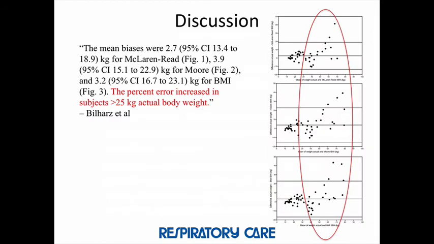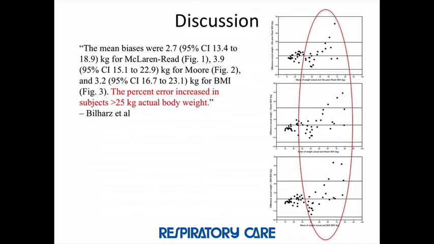But here are those Bland-Altman plots and an explanation of those. So now I've stacked them on top of one another, and I'll explain what they mean. The top is McLaren-Reid, the middle is Moore, the bottom is body mass index. In each one of these graphs, it is compared to actual weight. So when you look from left to right, you go from low body weight to high body weight. On the left, where you see those tight clusters of dots together, those are people with lower body weight. And on the right, as the dots start to spread out, those are patients with higher body weight.